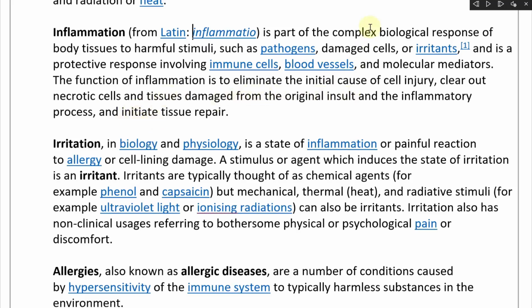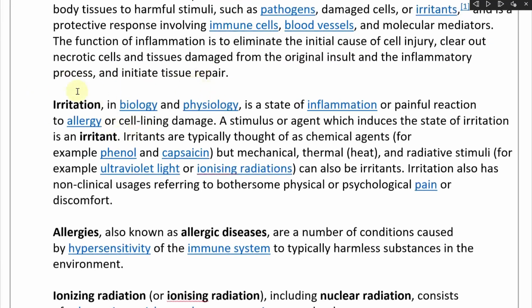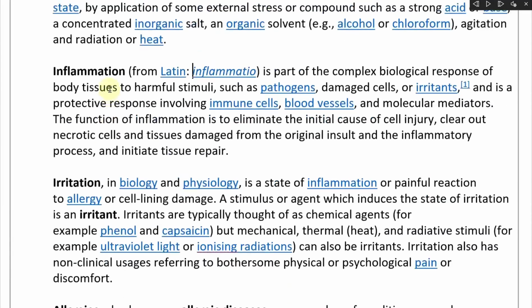Yeah, so it's a complex biological response. And it's a protective response involving immune cells, blood vessels, etc., a whole bunch of stuff. And it's to eliminate the initial cause of cell injury, clear out dead cells and tissues damaged from both the insult and the inflammatory process, and also initiate tissue repair. Pretty interesting stuff here. And now this irritants right here, so harmful stimuli such as pathogens, damaged cells, or irritants.